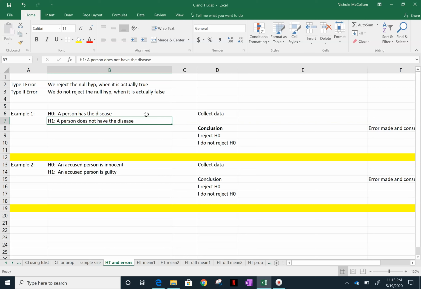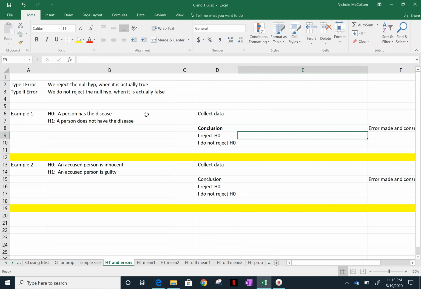So again, in the very beginning, you state your null, what is the current belief, and the H1, what you're trying to show. So what happens? Now you collect data, and from that data, you can make a conclusion. And it's either of two conclusions. You reject H naught, the null hypothesis, or you do not reject H naught. So what does it mean to reject H naught? Well, if you reject H naught, I have evidence of H1. What does that mean? I have evidence that a person does not have the disease. So that's very clear.